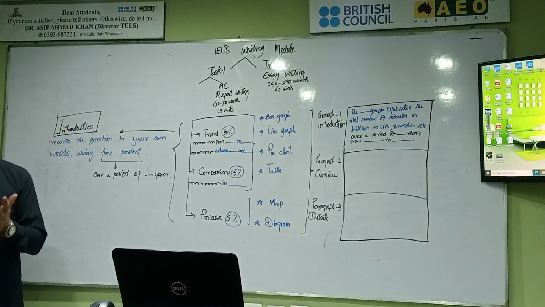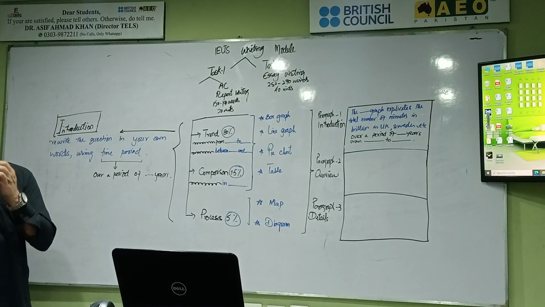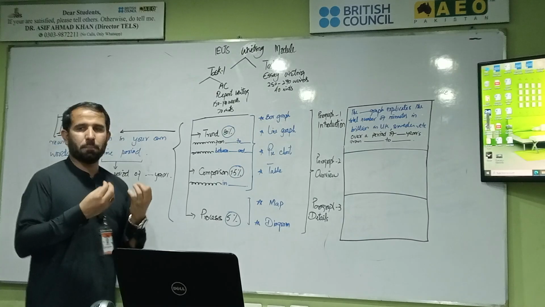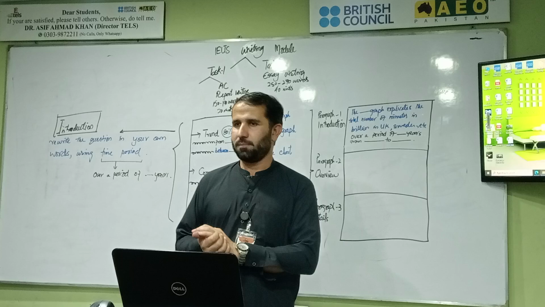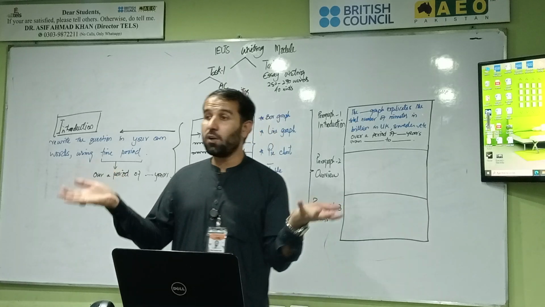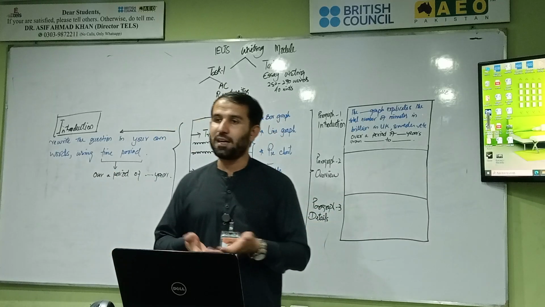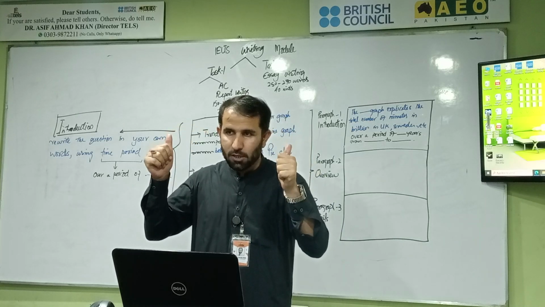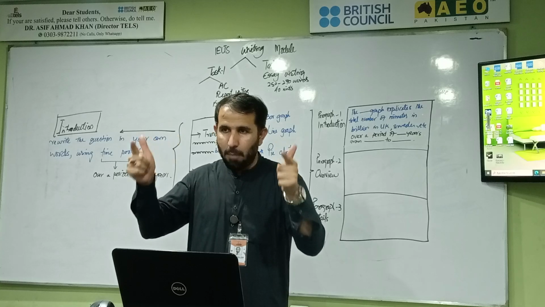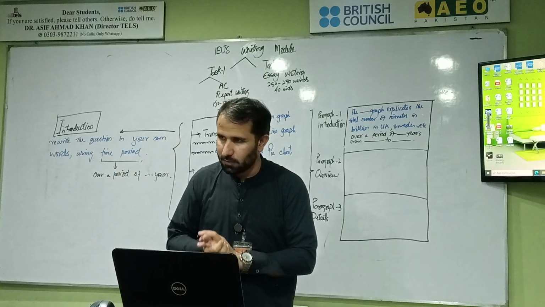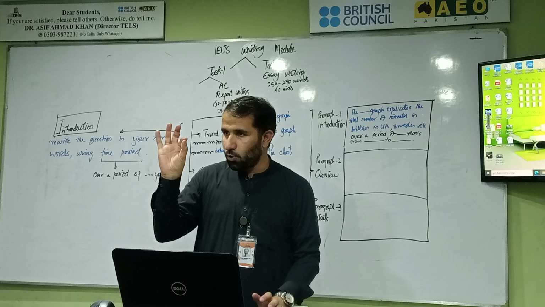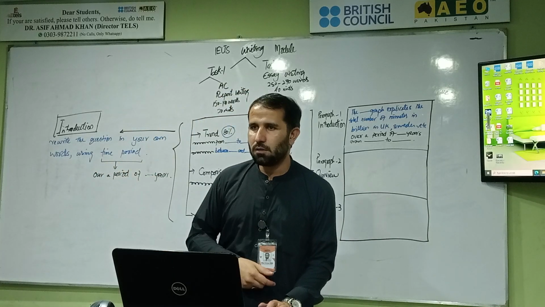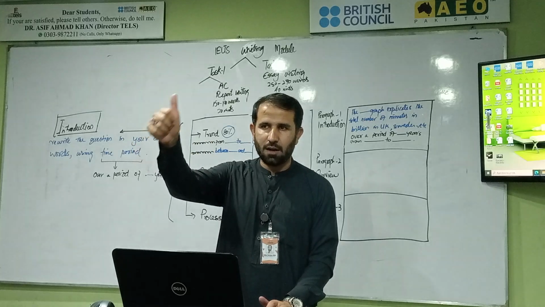You collect the information. You need to write a report, and that report is based on a trend, comparison, or process. Got it? Where will you find that trend, where will you find that comparison? In a bar graph, line graph, pie chart, table, map, and diagram. Got it? When you want to discover the process of something, how a cup of tea is made, you have to find it in the diagram.